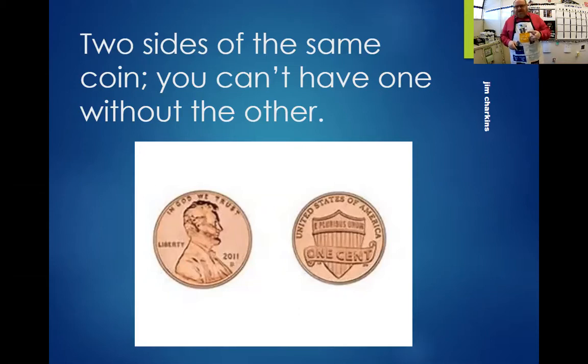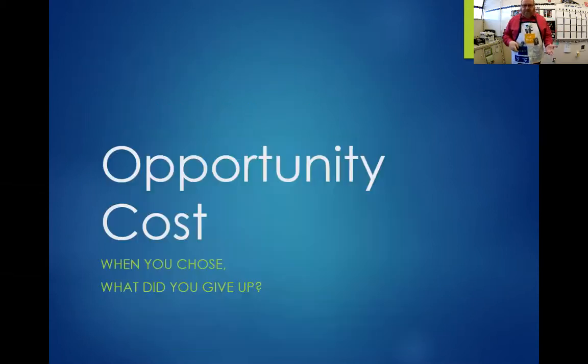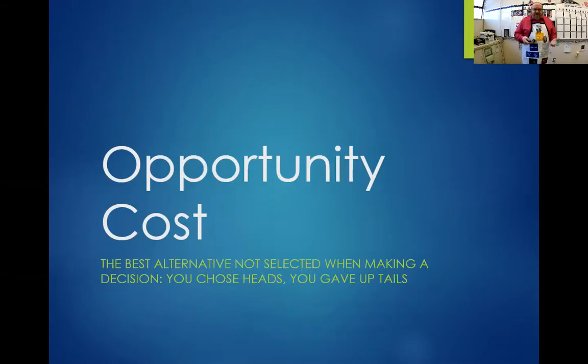In decision making, you always have the two alternatives. It's like the two sides of a coin. You can't have one without the other. You can't have heads without tails. You can't have tails without heads. They're both there, they both exist. Otherwise, it's not a coin. So when you choose, what did you give up? Opportunity cost is the best alternative not selected when making a decision.